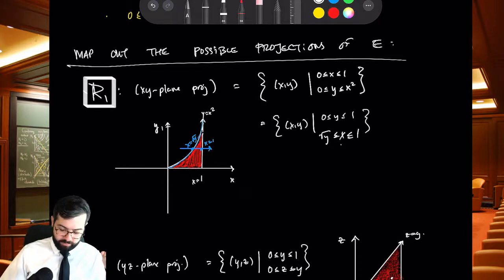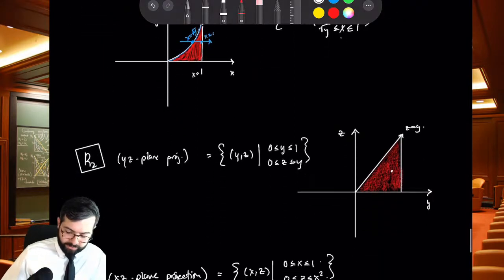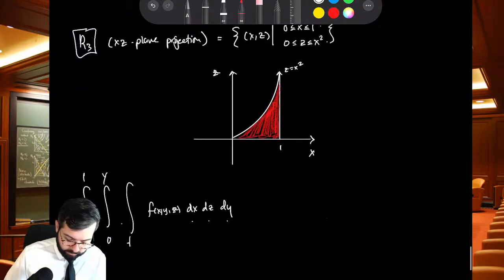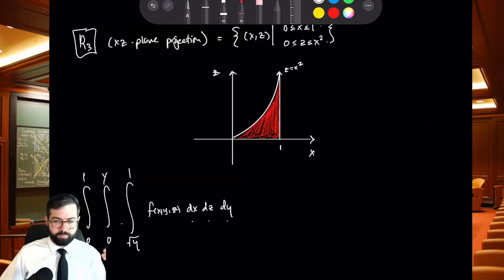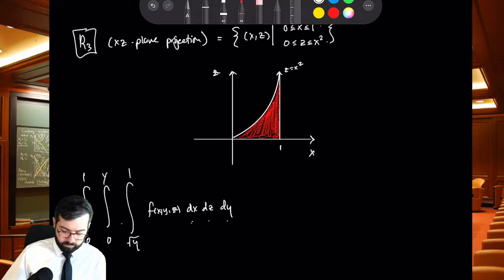Wait, hold on. Yeah. So x is above radical y, and maxes out at 1. It's kind of blurring together. dx, dz, dy. Yeah, good.